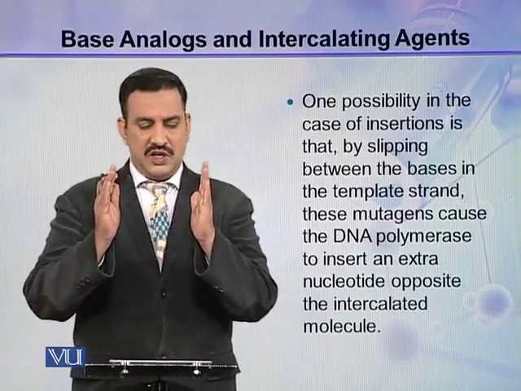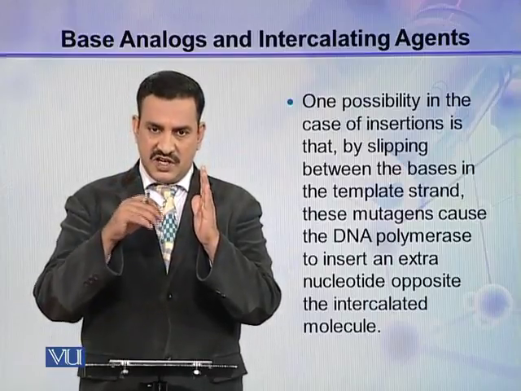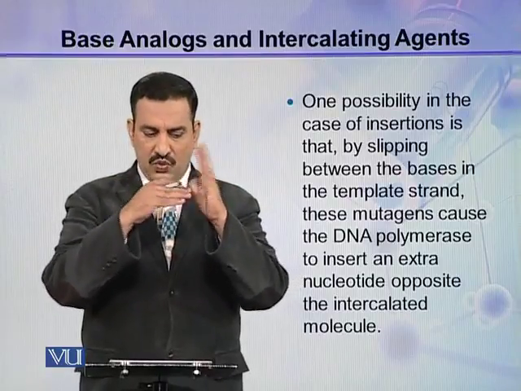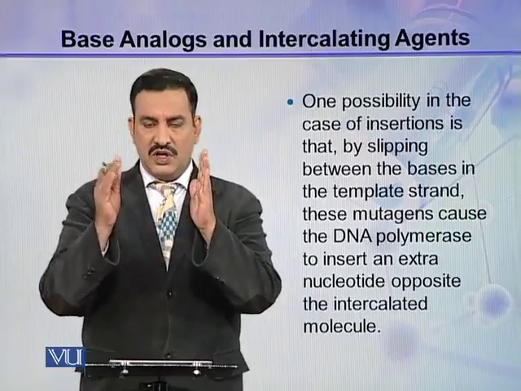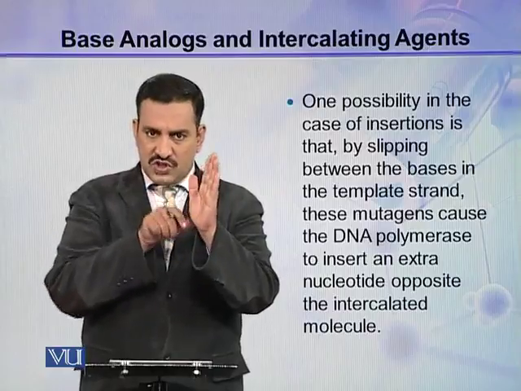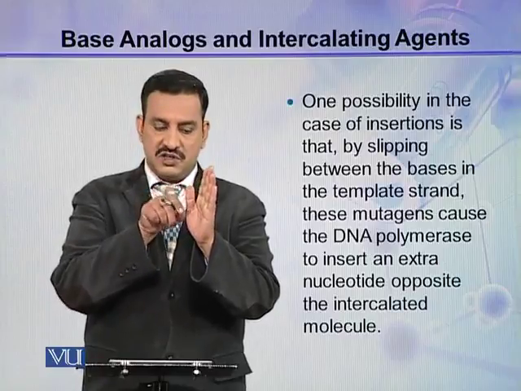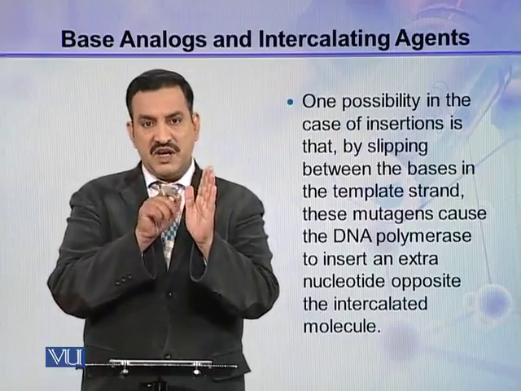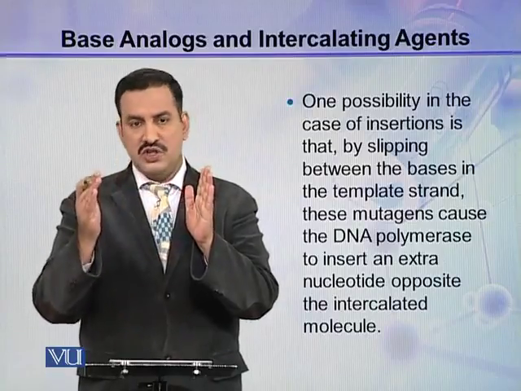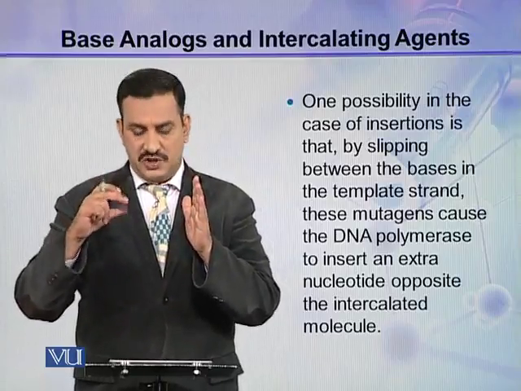So here two strands are present. These intercalating agents get entry into one strand. They slip between the bases in one strand. So when the polymerase machinery replicates this strand, and passes this intercalated agent, it may add some extra bases or extra nucleotides on the opposite strand. So in this way, it leads to insertion.